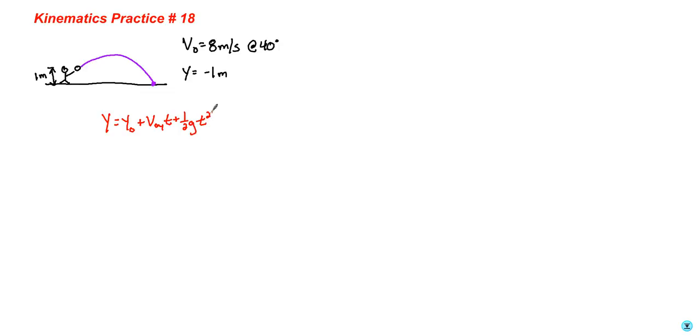When I do that, I plug in my information of y is -1, y sub o is 0, plus 8 sine of 40 times t minus 5 t squared, because 1/2 of g, 1/2 of -10 is -5. So I rearrange this a little bit, use my quadratic solver, find a website, do out the equation, however you'd like to do it. And we find that t is going to be 1.2 seconds. So for the ball to travel from her hand up and then down and hit the ground, it's going to take 1.2 seconds.